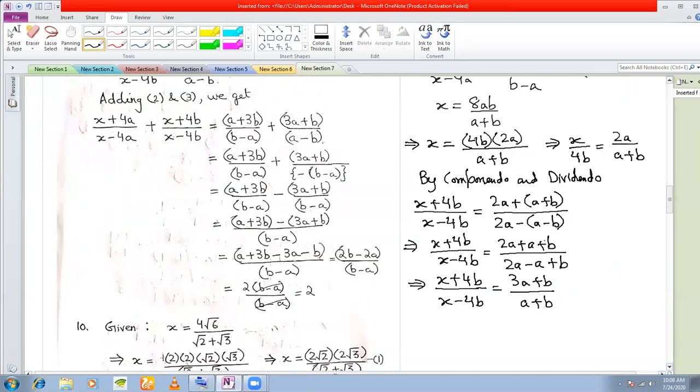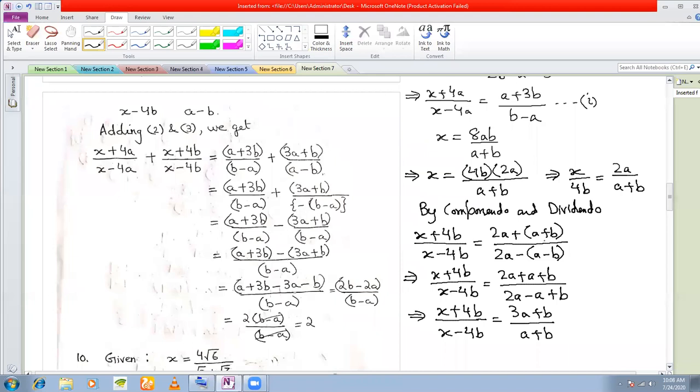Here it is a plus b, a plus b, so this will become minus. So again this sign will be a minus sign. Okay, so I've got this. Call this 2.